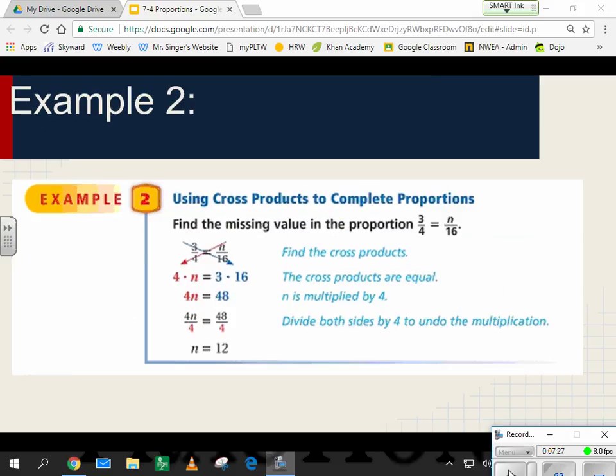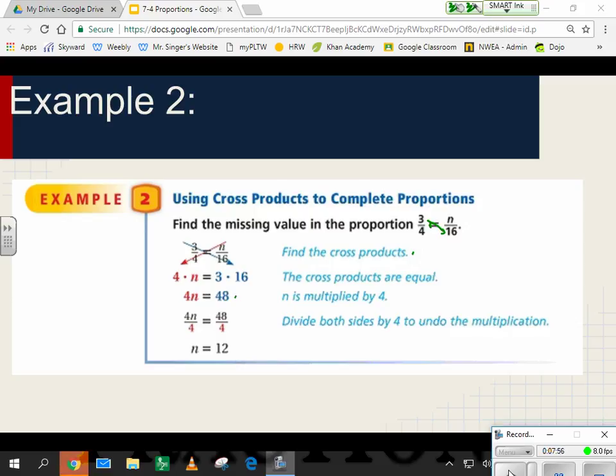All right, so here's a problem that I'm going to have you write down as an example. Here's using cross products to figure out what n equals if our proportion has one ratio that's 3 to 4, and the other ratio is n to 16. Well, how do we find out what the value is? Again, we can use cross products. So find the cross products. That's the first step. So when we multiply 3 times 16, you get 48.